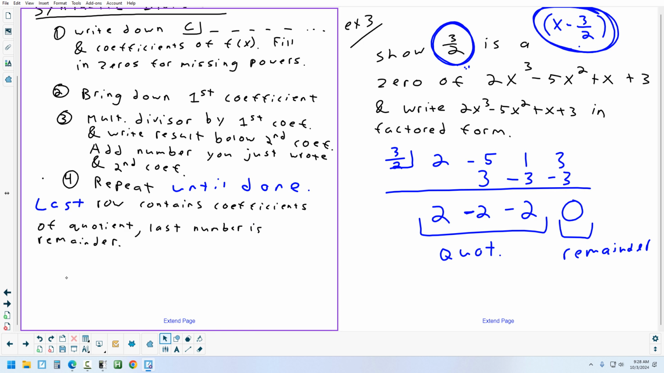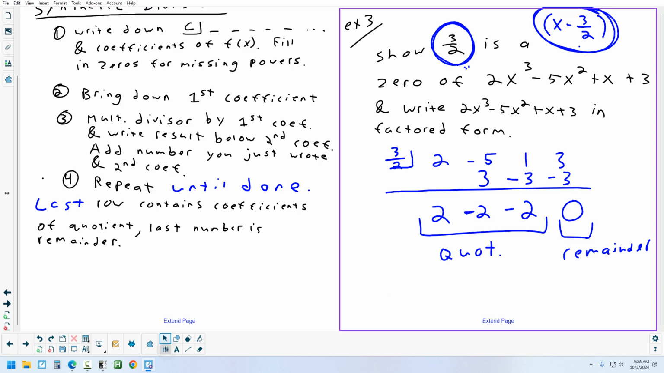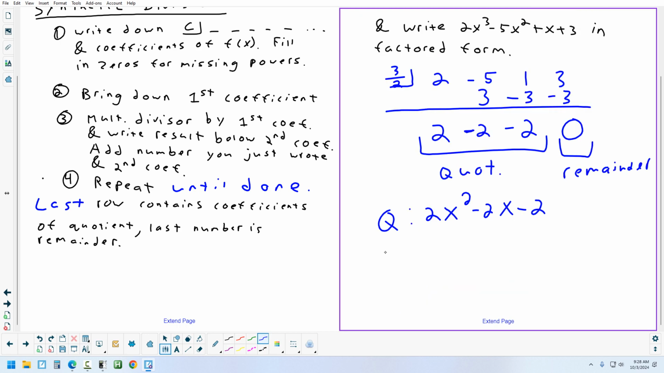Okay. So when you're writing your quotient, these are coefficients: constant, linear, squared term. So the quotient would be 2x to the second. So I'm using the 2. Negative 2 goes in front of the x, and that negative 2 is my constant. Remainder is 0.